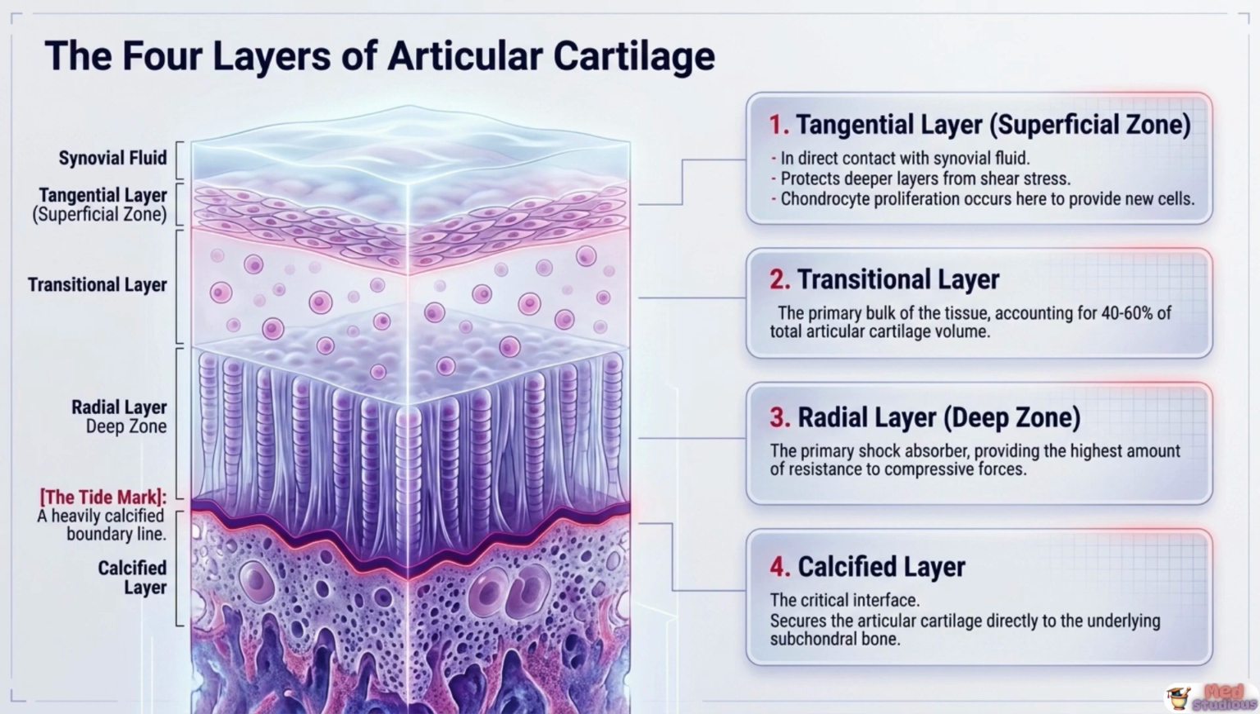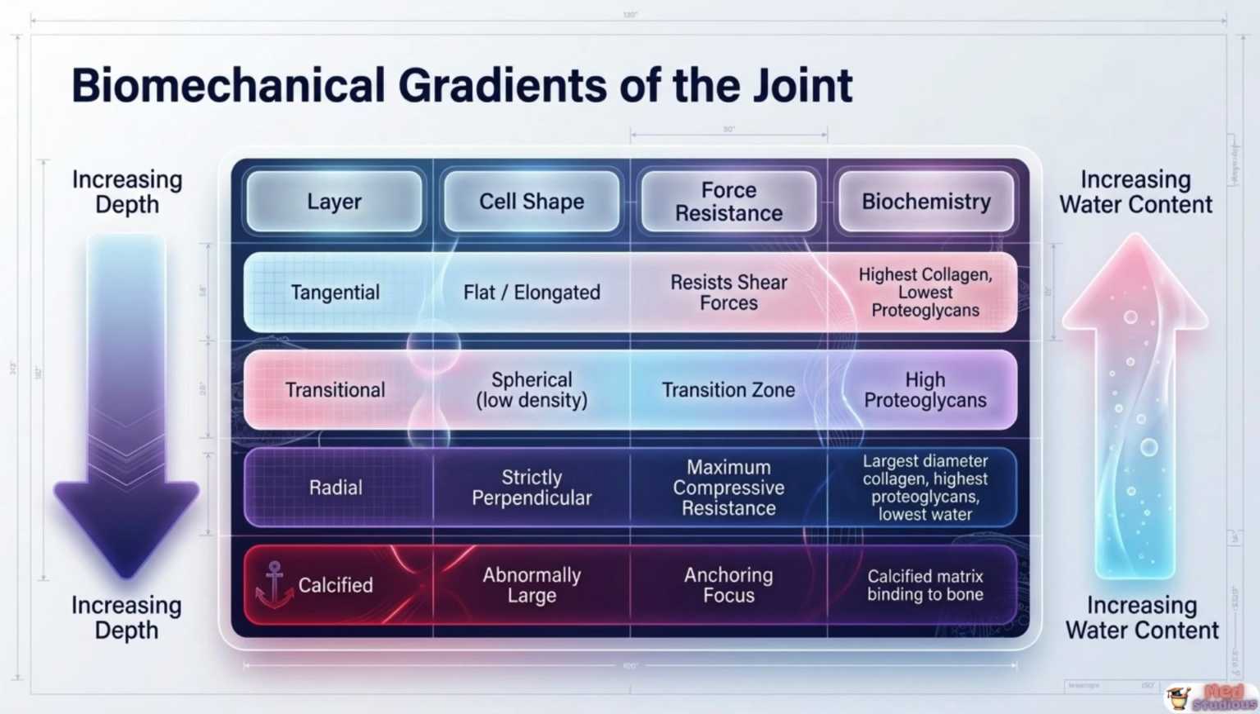Layer 4 is the calcified zone, the critical interface between cartilage and bone. Here, the matrix is mineralized with calcium salts. Chondrocytes are abnormally large and hypertrophic, and the primary function is structural anchoring, bonding the articular cartilage firmly to the underlying subchondral bone. The 4 layers of articular cartilage are not simply anatomical zones with arbitrary properties.